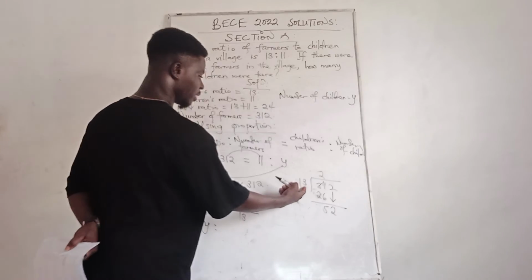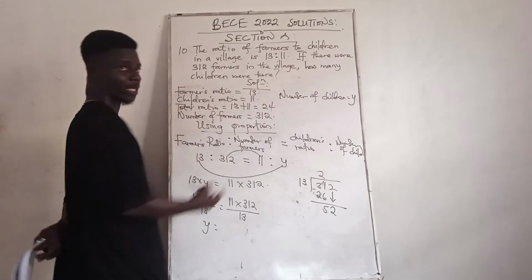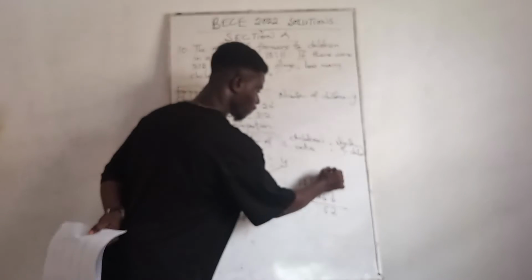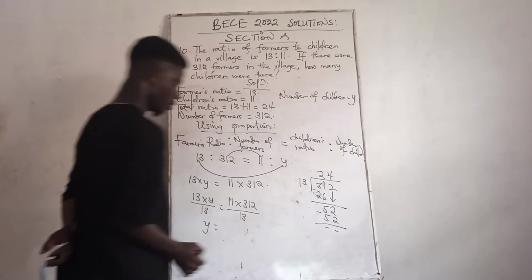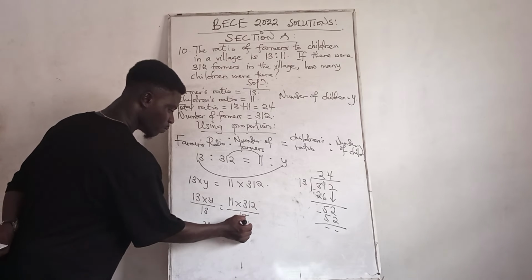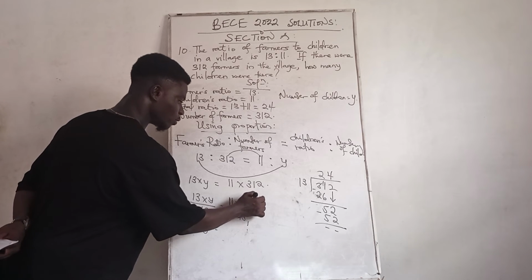Because 4 times 3 here is 12. We carry 1, 4 plus 1 is 5. So we get 4. 4 times 13, we get 52. So we subtract, right? So 13 here, 1 into 312, which is what?